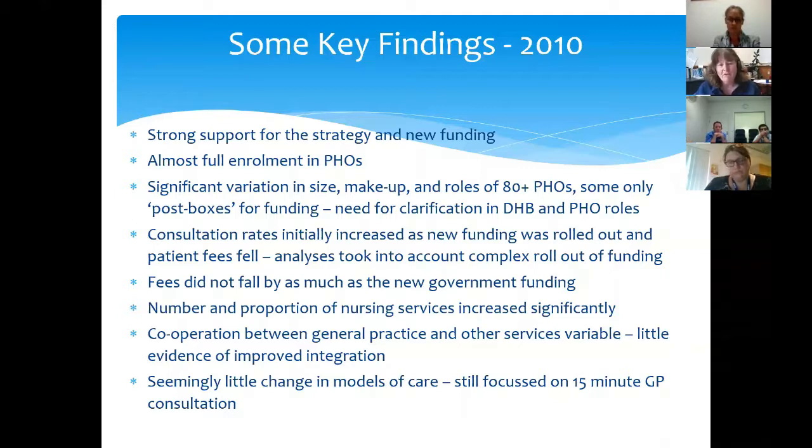There was almost full enrolment, so almost all New Zealanders over a number of years ended up enrolled with a particular primary health organisation. There were large numbers of primary health organisations developed. The government hadn't said there can only be so many, it just allowed as many of them as wanted to develop, so there were more than 80, and of course there was significant variance in their size and their makeup and their roles. And one of the key things that we were a little bit concerned about was that some of them only seemed to be post boxes for the funding, and that is that the money was just going straight through them down to general practices, and it was unclear what role they were actually playing in terms of developing primary healthcare services.